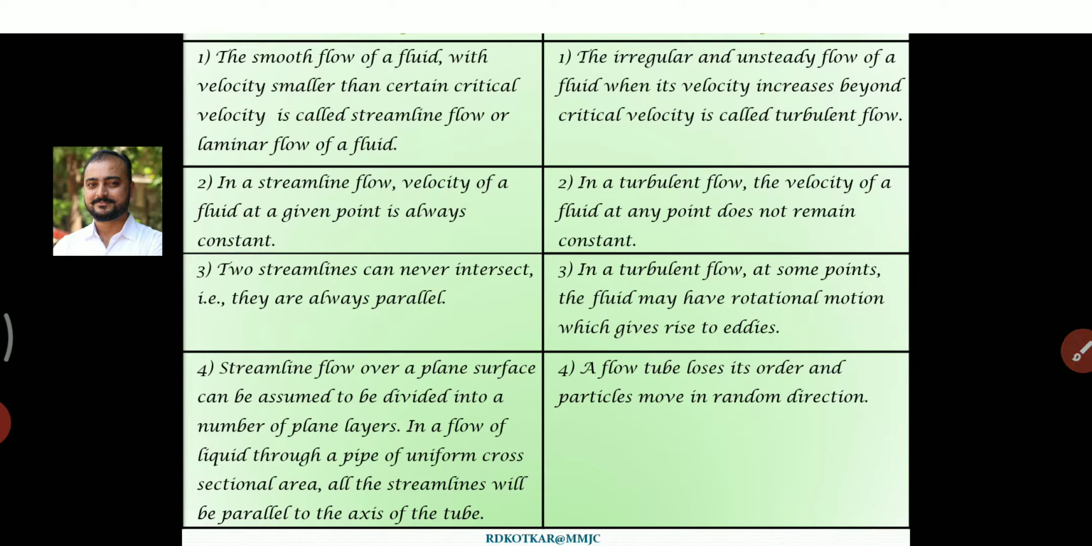Then in the case of turbulent flow, a flow tube loses its order, and particles move in random directions. As they lose their order, these particles move anywhere, in random directions.